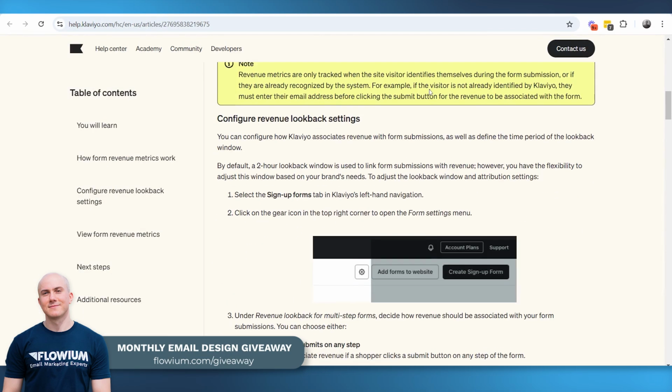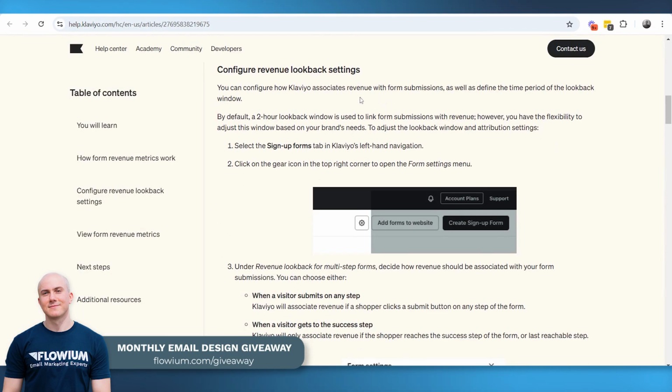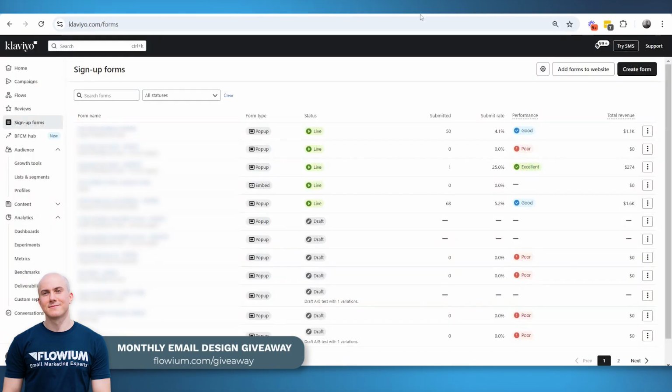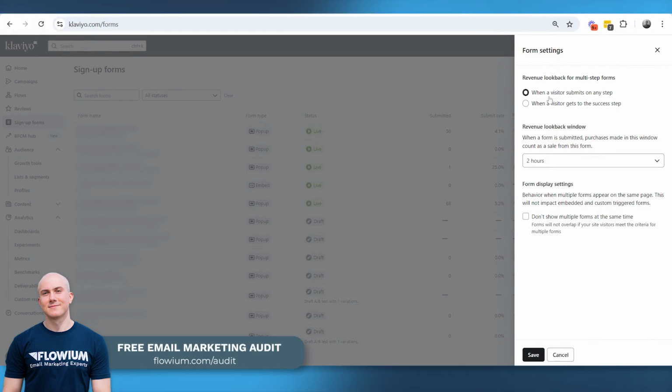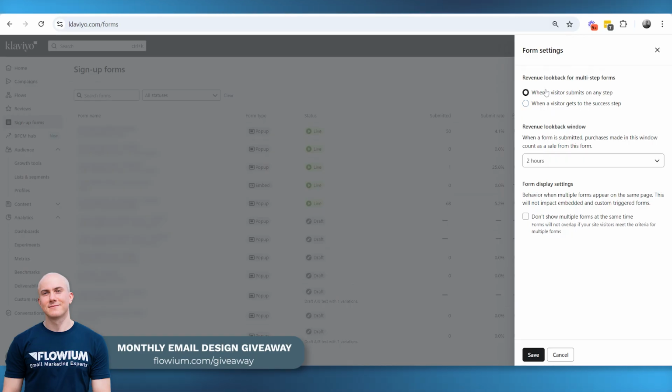The next thing is how to configure this revenue thing. We can click here on the gear sign, and then we have some options. So what are we tracking? When someone submits any step, or when someone gets to the success step, meaning they complete. So should we track revenue only when people submit at least one of the steps, or only when they complete the whole form? The basic setup, and I suggest we leave this, is any step.